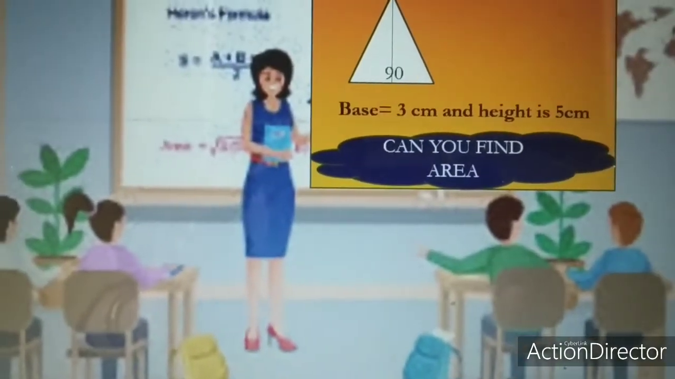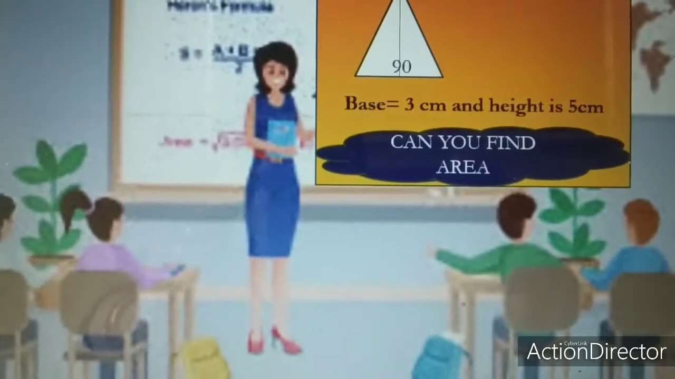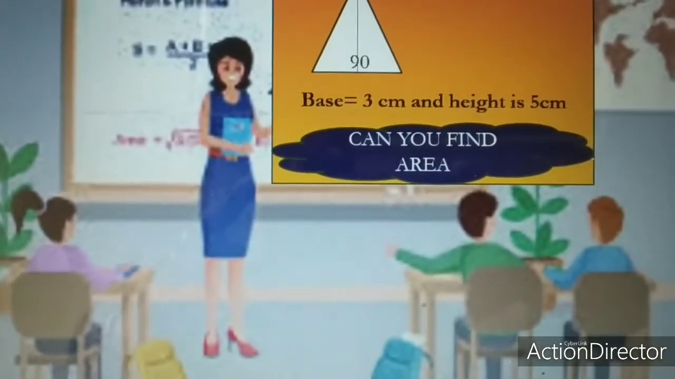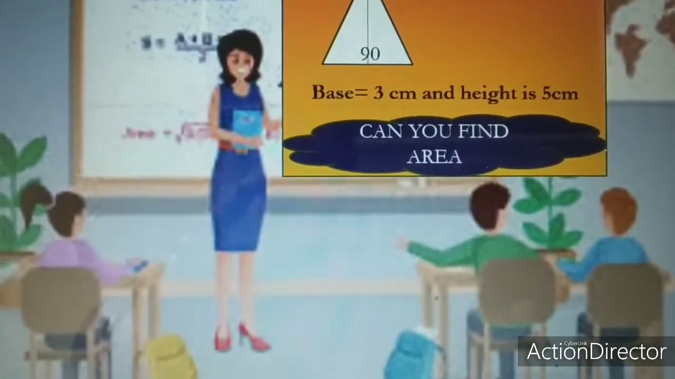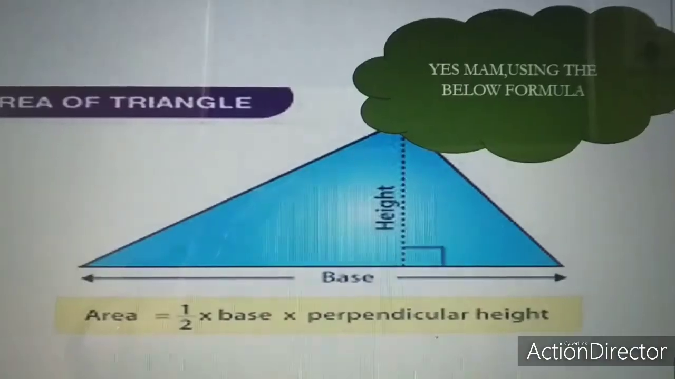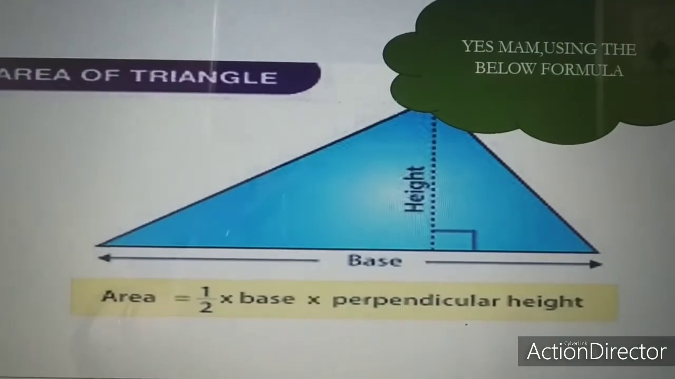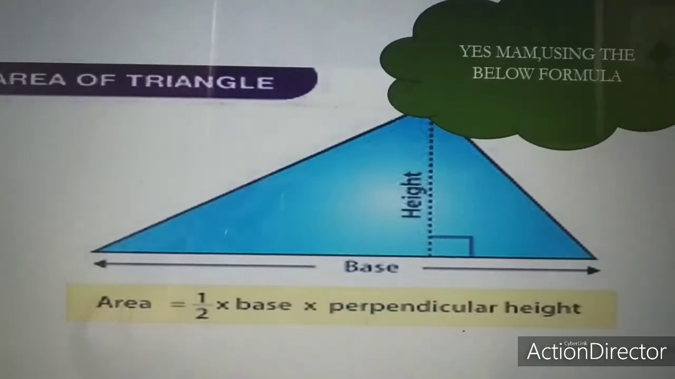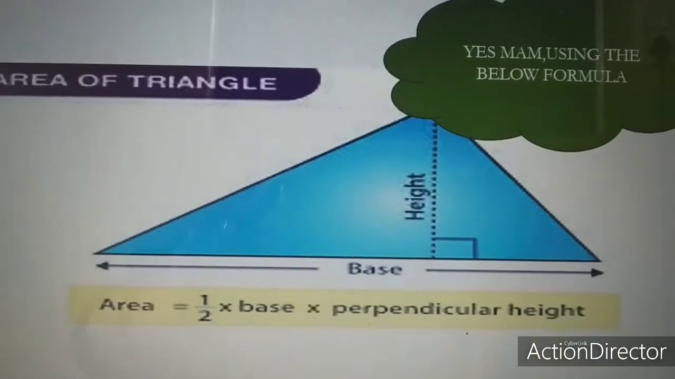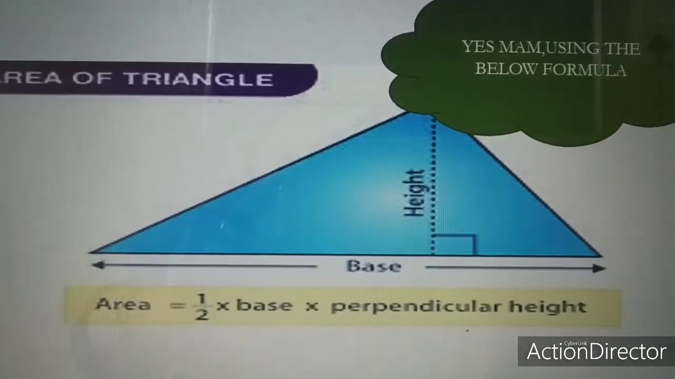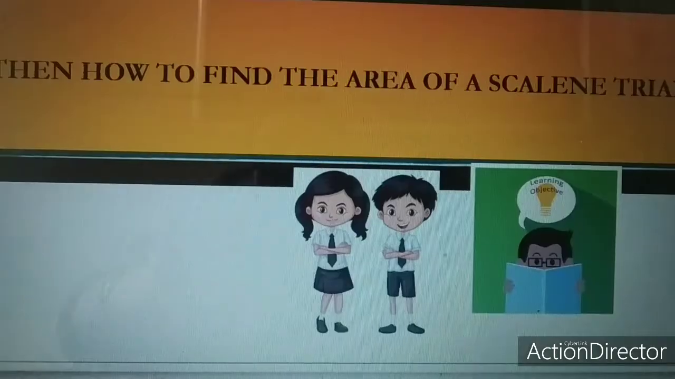Children, can you find the area of this triangle whose base is 3 centimeter and height is 5 centimeter? Yes, you are right. You can find the area of this triangle by using the formula half base into height, because the height of the triangle is given in this question.